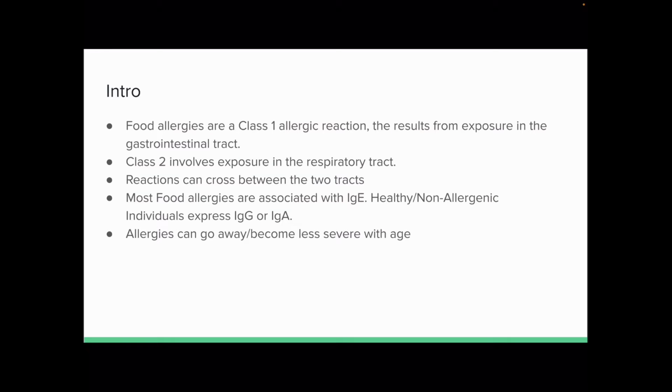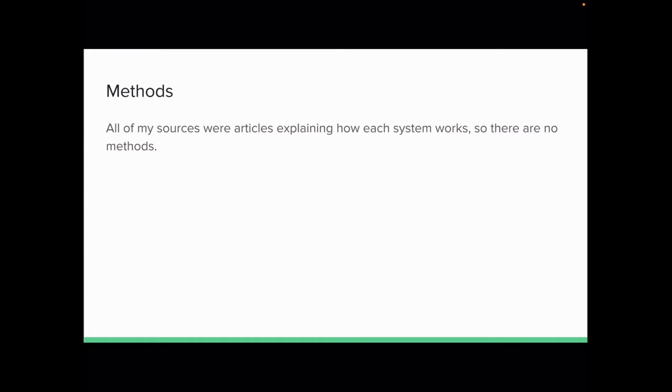Most food allergies are associated with IgE, and healthy non-allergenic individuals express IgG and IgA. Allergies can also become less severe with age or entirely go away because you build up tolerance as you age. Now, as for methods, all of my sources were articles explaining how each mechanic works for each system, so there aren't really any methods, so I'll just go on to the next slide.